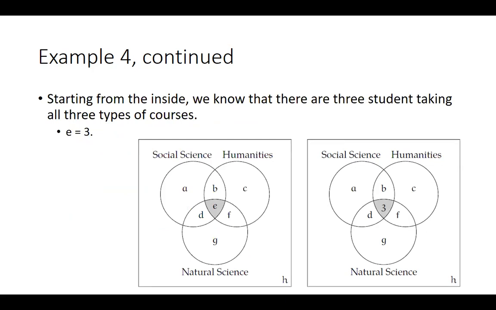Starting from the inside, we are given that there are 3 students taking all 3 types of courses. So that one is the one that is given to us. E, all the way in the center, can be replaced with 3. We're going to use the fact that E is 3 to translate some of the other numbers we were given into numbers that can be put in the Venn diagram.